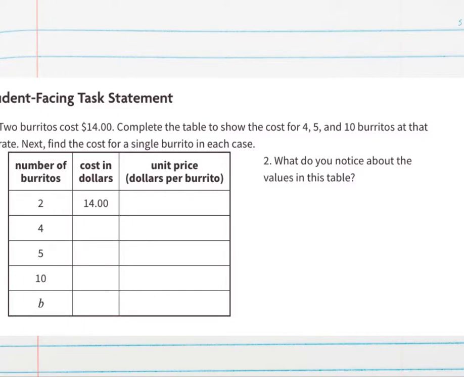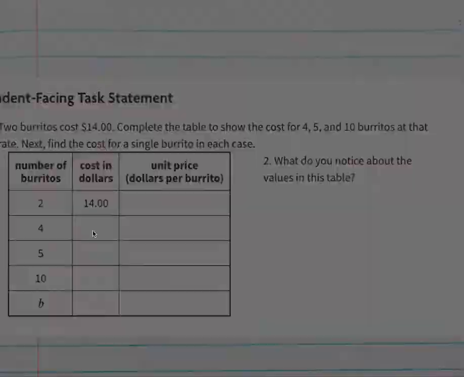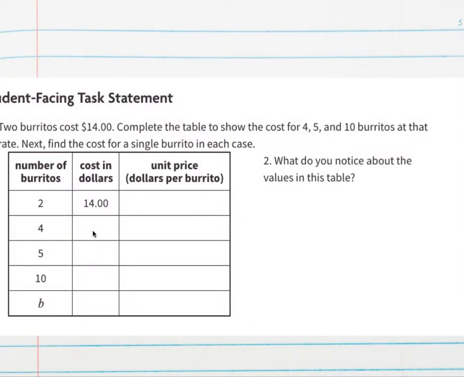2 burritos cost $14. Complete the table to show the cost for 4, 5, and 10 burritos at that rate. Next, find the cost for a single burrito. The only thing we know is that 2 burritos are $14. How much would 4 burritos cost? All I'm going to do is scale up. 2 up to 4, that's 2 times 2, so this is going to be 14 times 2.